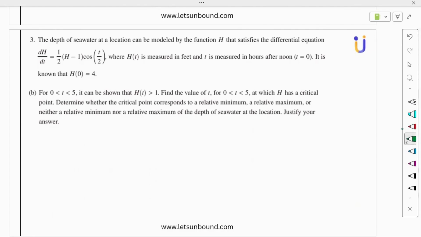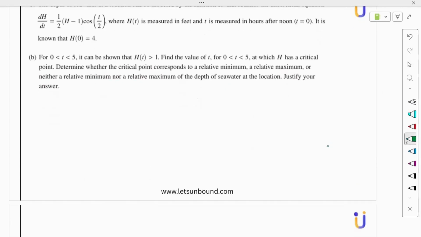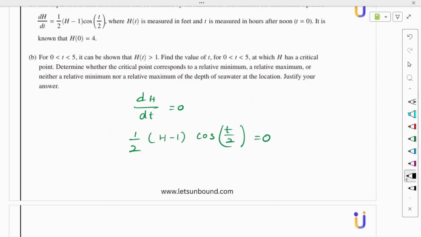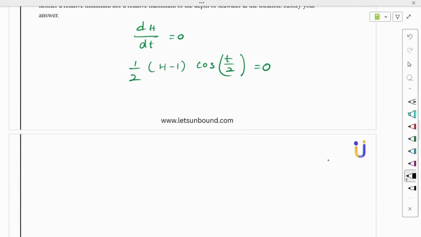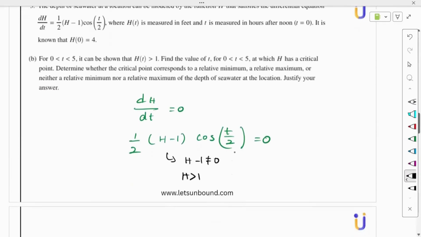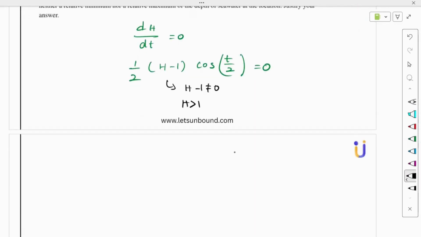Very simple. For the critical point condition, we apply dh by dt is 0 or undefined. So let's start with dh by dt equal to 0. They provided that, so we put one half times (h minus 1) times cos of t over 2 equals 0, without a calculator. Half is not 0. And h minus 1 is not equal to 0, because h is greater than 1, as they have given. So the only possibility is cos of t over 2 equals 0. From this we can find time t.